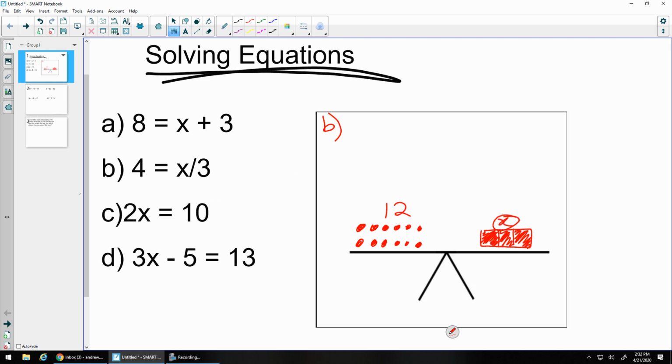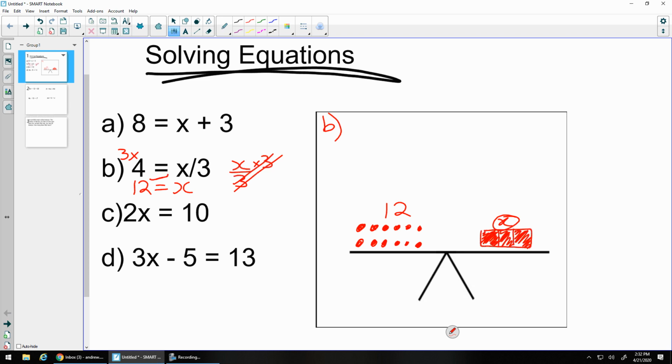When we're just showing the math, if this is x divided by 3, I usually like to have it shown like this. X divided by 3, I multiply by 3. I also multiply the 4 by 3. Then I'm left with 12. The multiplying cancels out the division. 3 divided by 3 is 1, so I'm left with 1x. So 12 is equal to x.